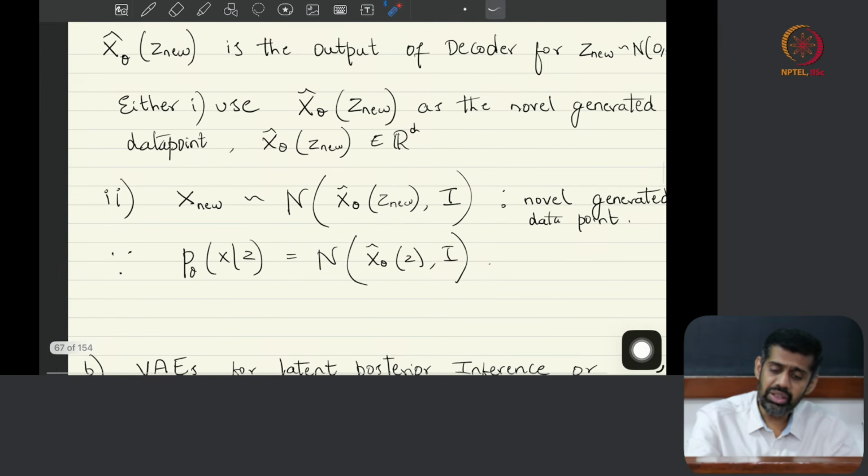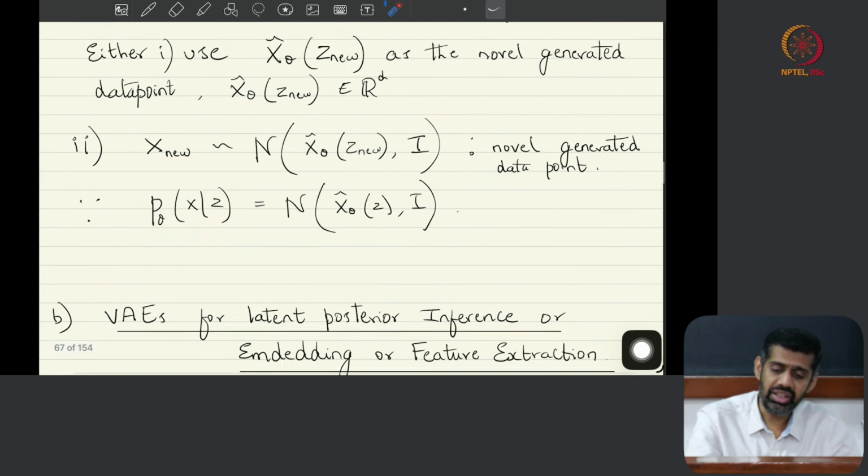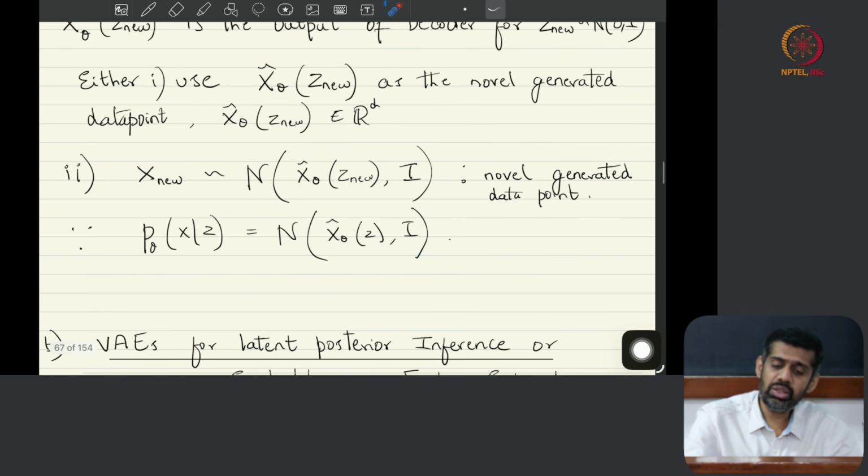Now, as I already told you, you can either use the mean as the novel generated data point, or you can sample from that normal distribution by taking this as a mean and use that as the novel generated data point. You can do both of it.